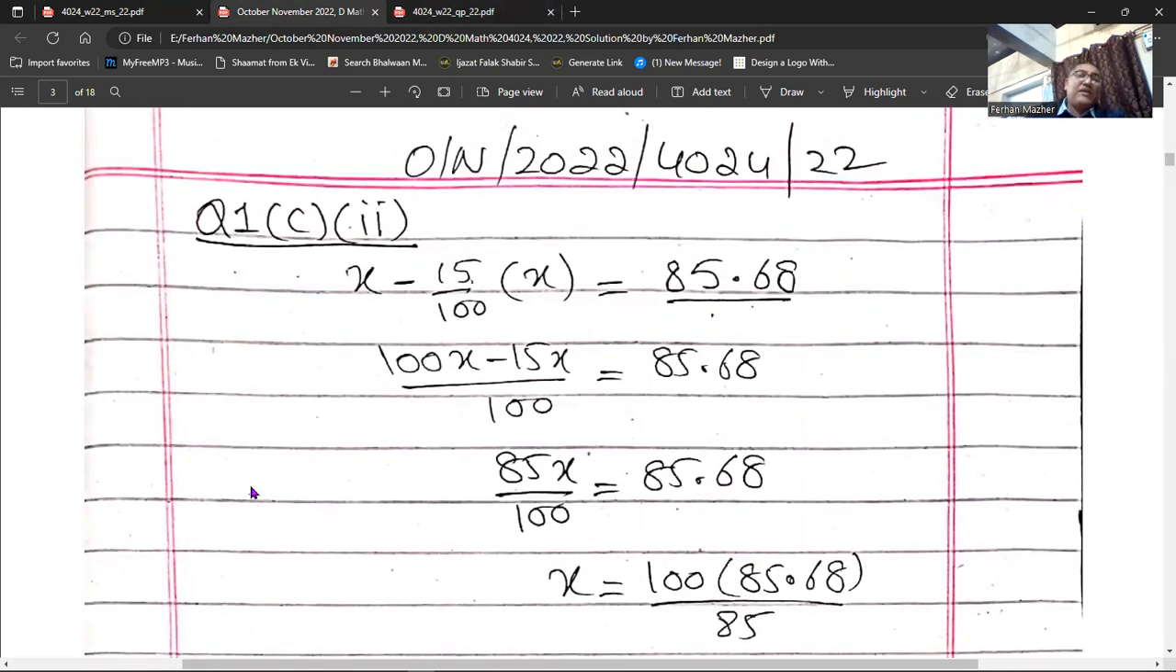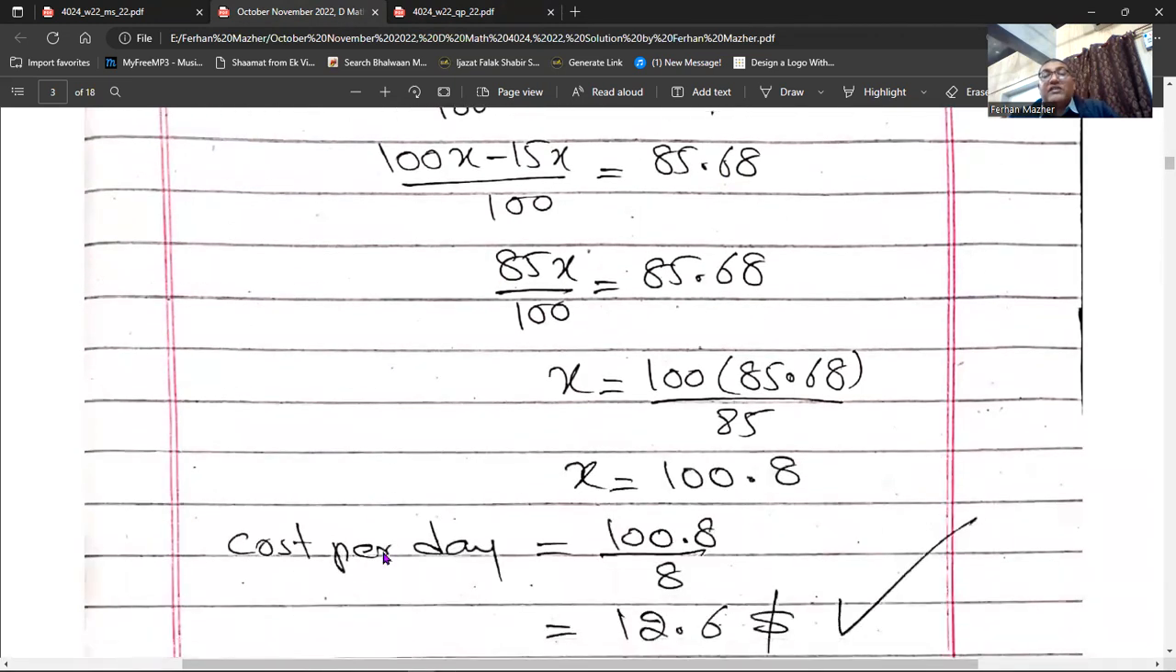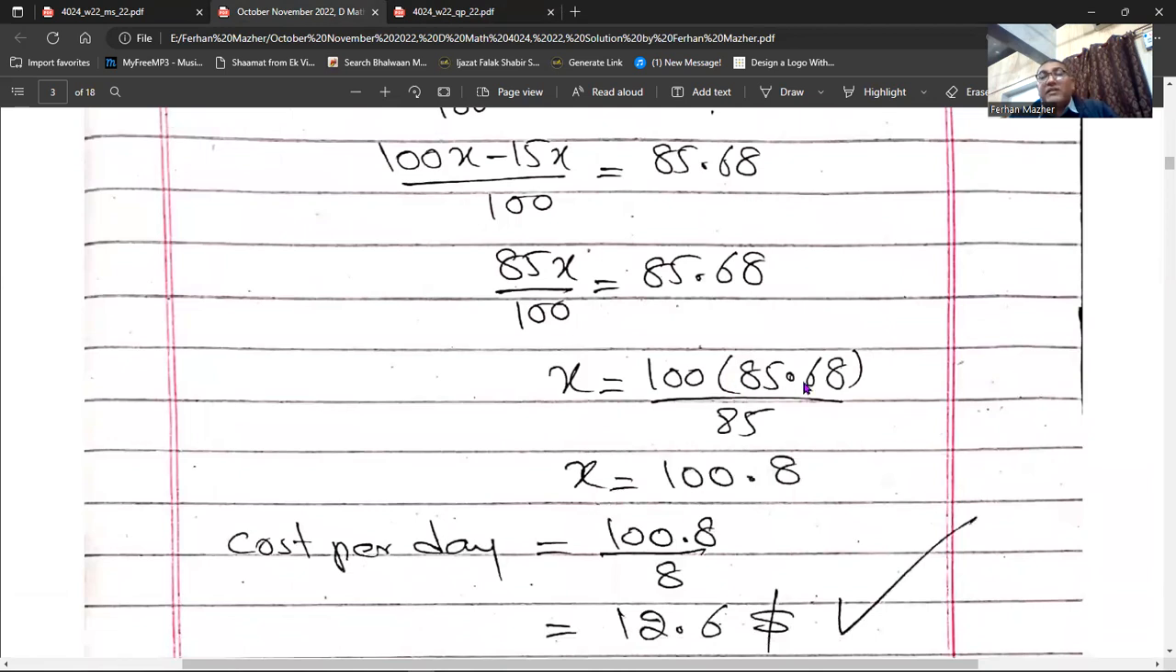So they gave a 15% discount for booking early. So X minus 15% of X, and the money they have to pay is 85.68. So I will take the LCM here. It will be 100X minus 15X by 100 is equal to 85.68. So 85X by 100 equals 85.68. So X will be equal to 100 multiplied by 85.68 divided by 85. So the X value will be 100.8.